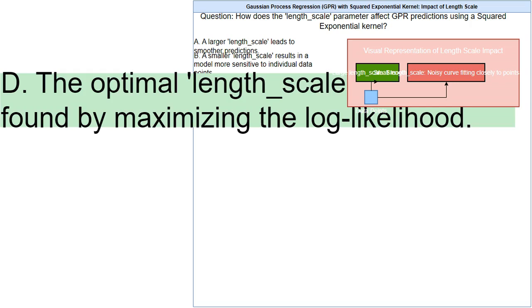While maximizing the log likelihood is a popular method, it's not guaranteed to give the absolute best length_scale. The best length_scale depends on what I want to achieve with the model. It's about balancing how well the model fits the data with how well it generalizes to new, unseen data. I might need to prioritize other factors.